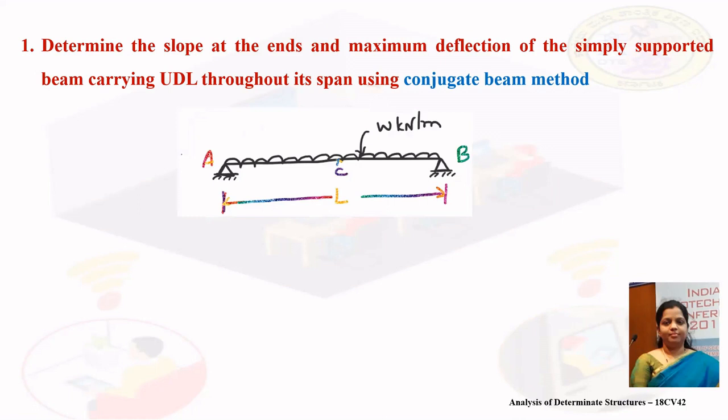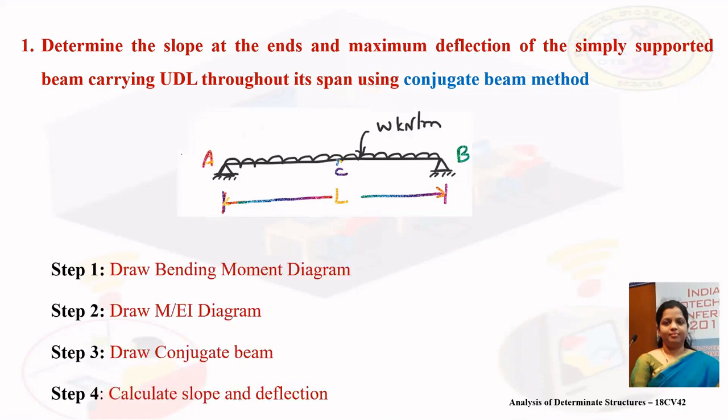We need to follow 4 steps for computing slope and deflection. Let me go through that. Step 1, to draw bending moment diagram. Step 2, to draw M by EI diagram. Step 3 is to draw conjugate beam. Step 4 is to compute slope and deflection.